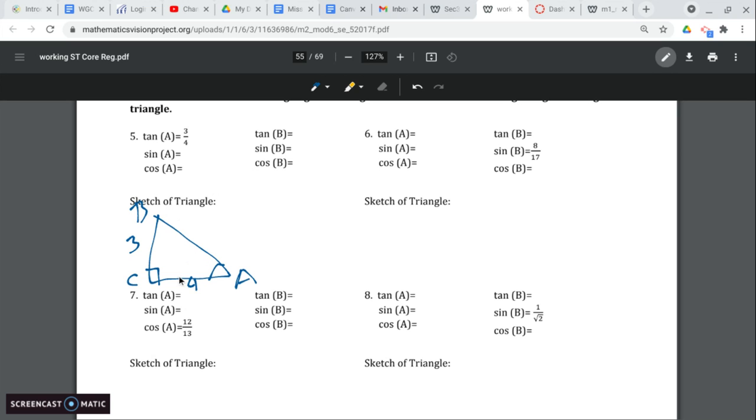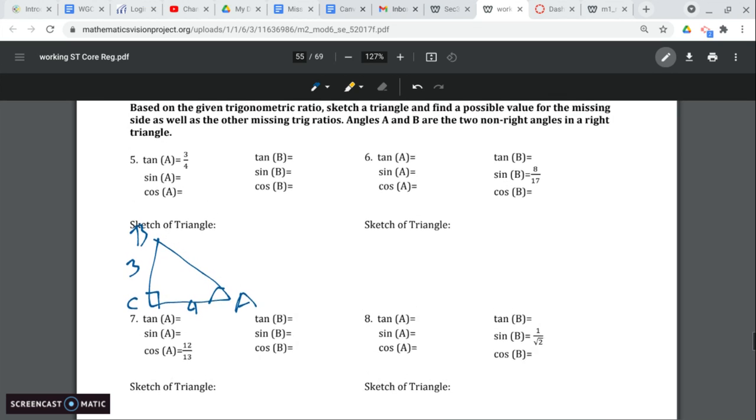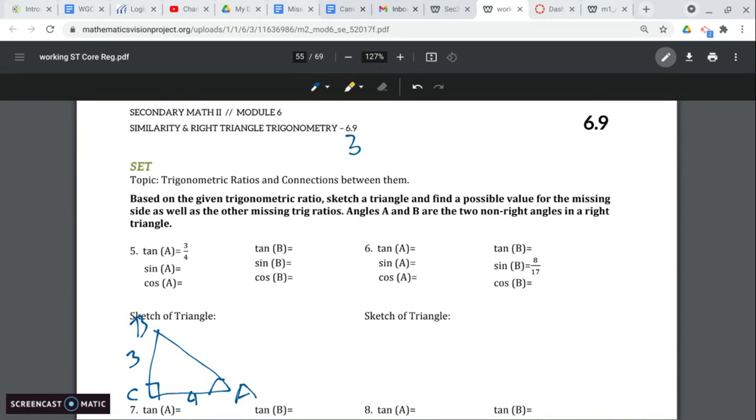So 3 squared plus 4 squared. Get some more space. 3 squared plus 4 squared equals C squared. We'd have 9 plus 16, which is 25, equals our C squared. So 5 equals C. So our hypotenuse is 5.